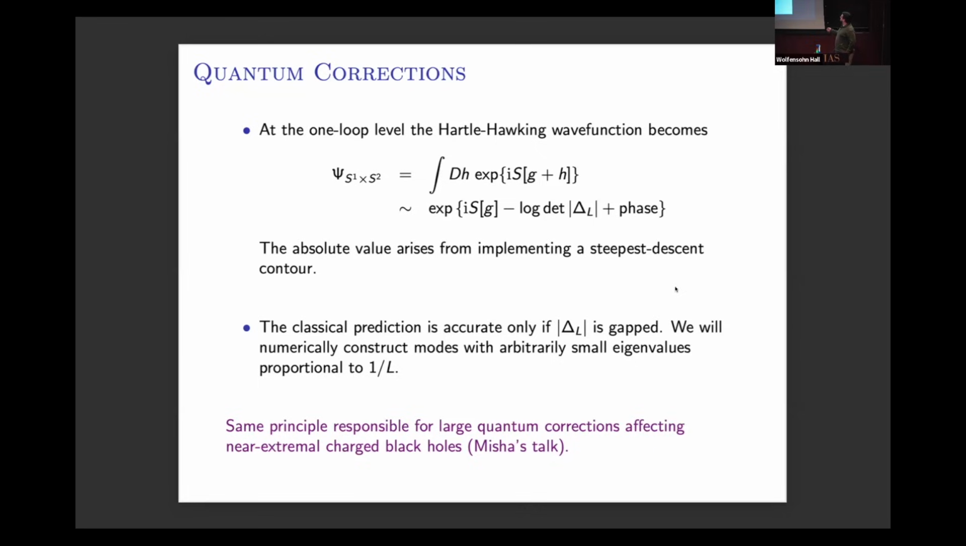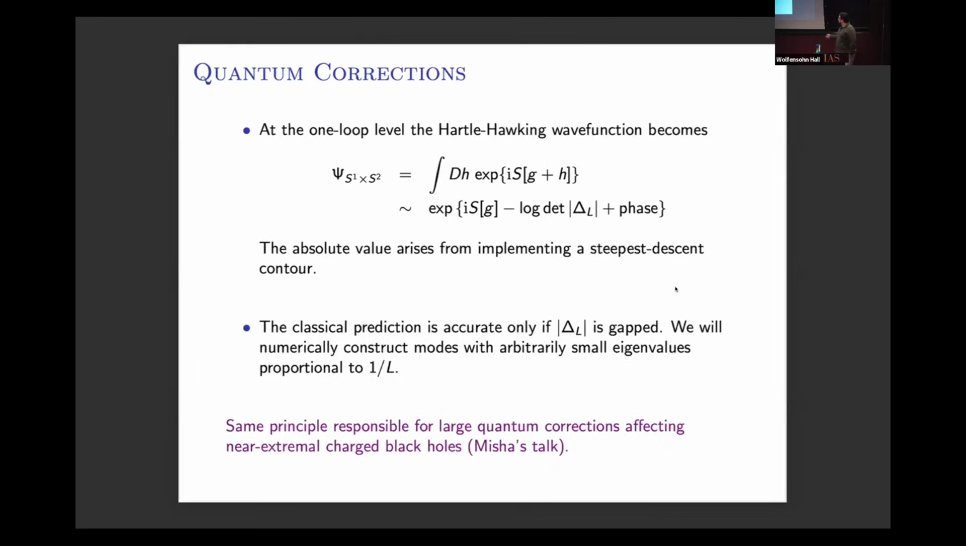So when you choose the contour, you'll get the answer dominated by the absolute value of the spectrum of this propagator. And then the phase will be much more complicated than in the other talk, but it's kind of irrelevant because I'm computing the wave function, so it can be complex, there is no problem with that. The classical prediction is accurate only if the spectrum of this operator is gapped. But we will see that in this S1 cross S2 geometry, when the size of this one becomes very large, there are modes where the eigenvalues of the propagator become arbitrarily small and proportional to 1 over L. And that's where the new L dependence appears.